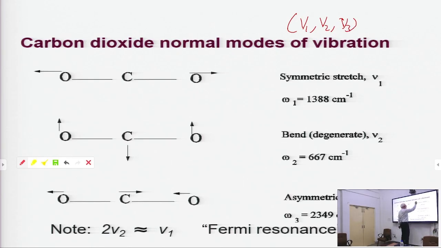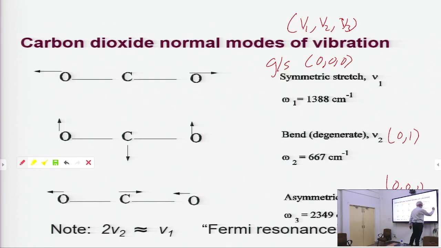So the ground state is 0, 0, 0. That means you've got no quanta of excitation in any mode. If you want to excite the asymmetric stretch, that would then be written 0, 0, 1. That would be 1 excitation, and that would be 1, 0, 0. Okay?